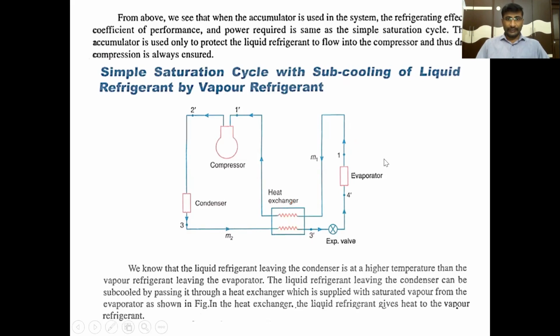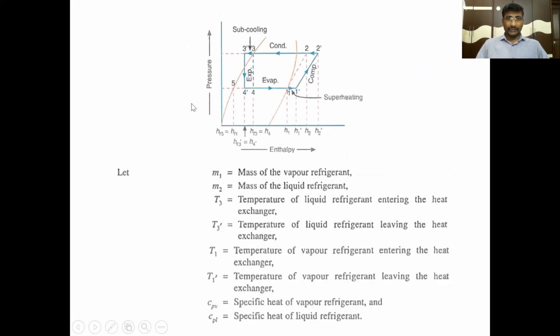Like this, we can subcool the liquid which is coming from the condenser, thereby increasing the refrigeration effect. As we already studied in the subcooling cycle, due to the subcooling process, the refrigeration effect increases. This is the pressure enthalpy diagram for the given schematic diagram, that is, by introducing the heat exchanger.